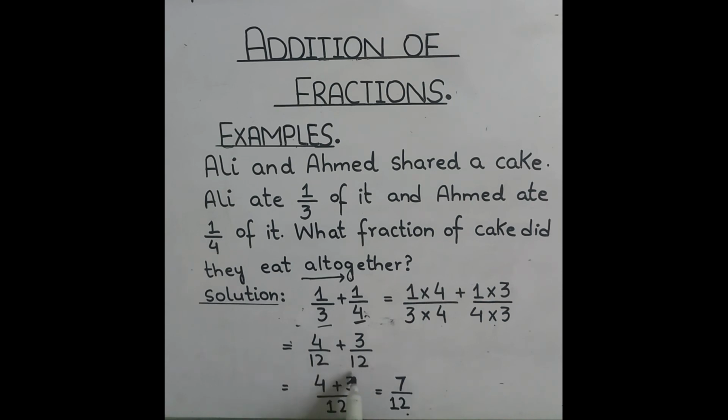Now according to rule number 2, we will add the numerators and write the answer over the denominator. So 4 plus 3 is 7 and 12 will come in the denominator. Rule number 3 is simplify the fraction if needed. But there is no need to simplify this fraction since it is already in its simplest and lowest form. So 7 over 12 is the answer.